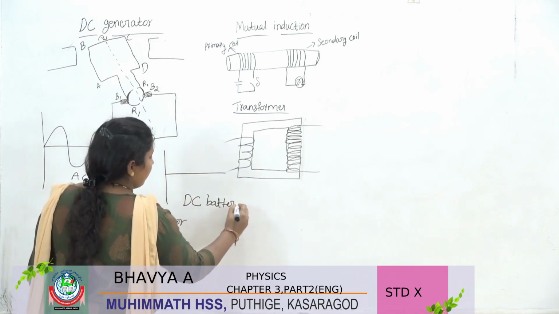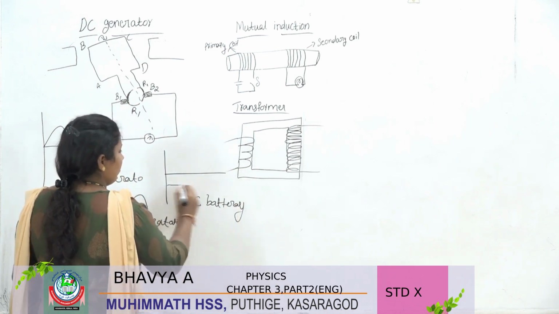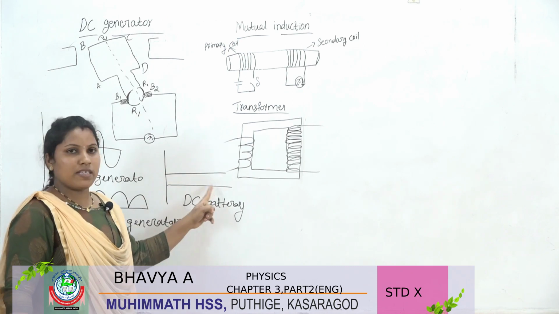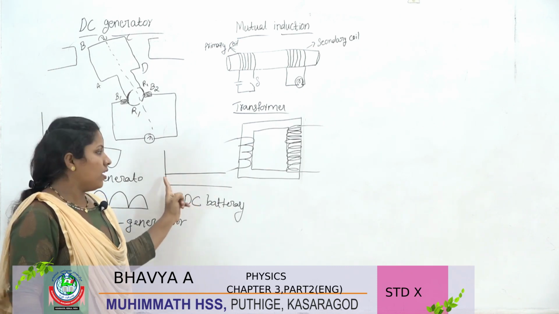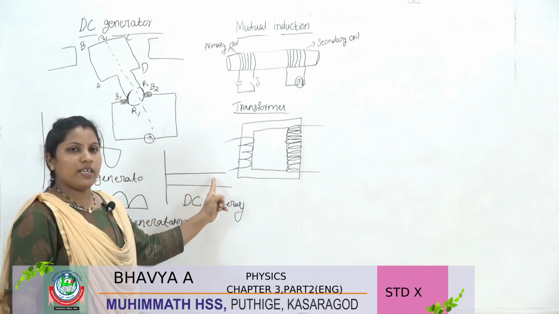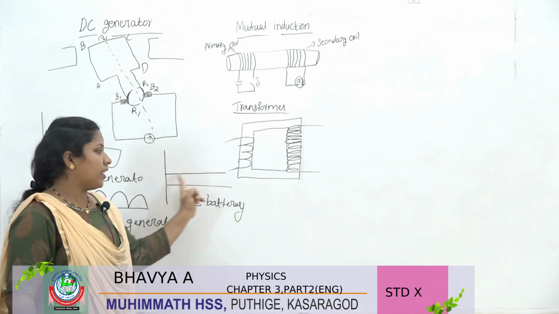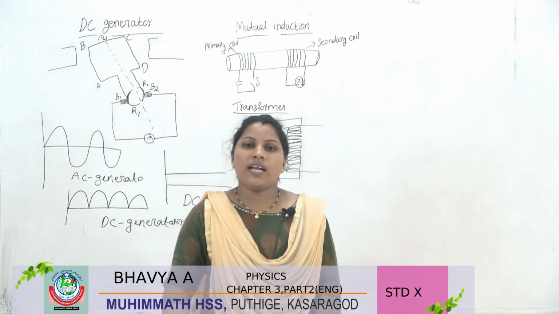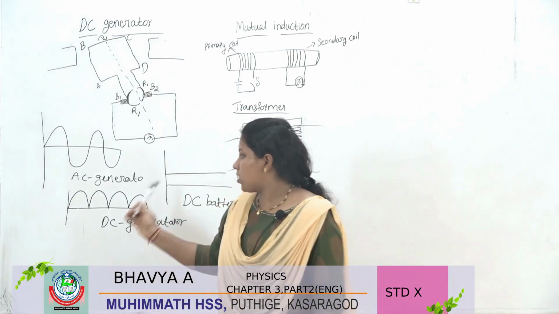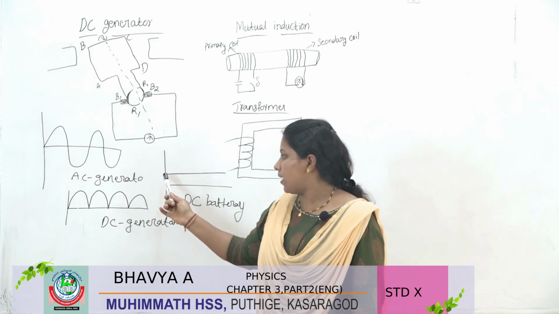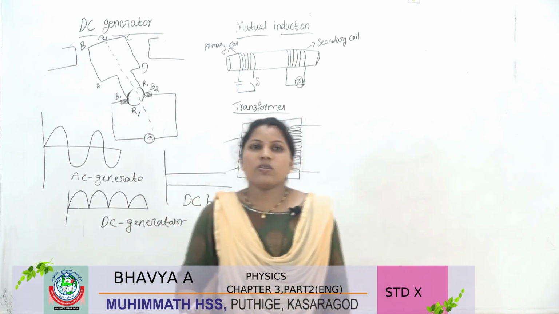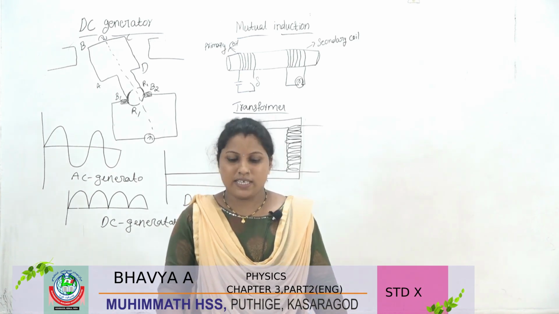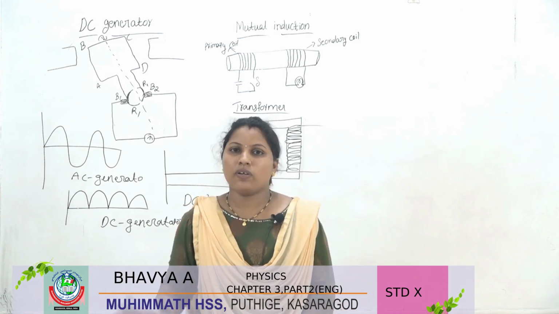DC battery. See here, in this there is no increasing and decreasing variation. The EMF does not increase and does not decrease. Here we are getting a straight line, no. Similarly, no change in the direction of current. Here the direction of current also does not change. We are getting a straight line. So the direction of current does not change in a DC battery. So we have studied about the graphs.